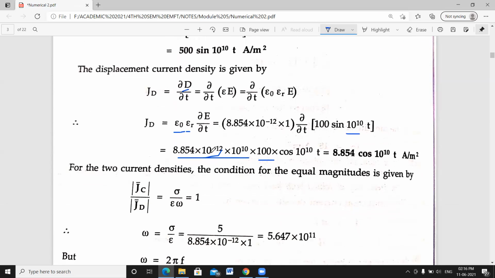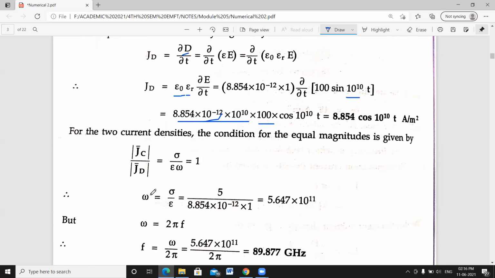Then from the two current densities, the condition for equal magnitude is magnitude of JC divided by magnitude of JD, which is sigma divided by epsilon times omega, equal to 1. Therefore, omega is equal to sigma divided by epsilon, that is 5 divided by epsilon, where epsilon is epsilon naught into epsilon R. Substituting here, you'll be getting 5.647 into 10 to the 11.